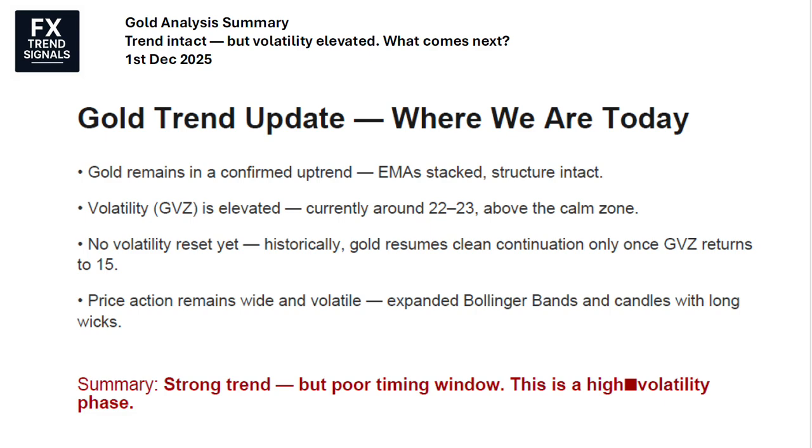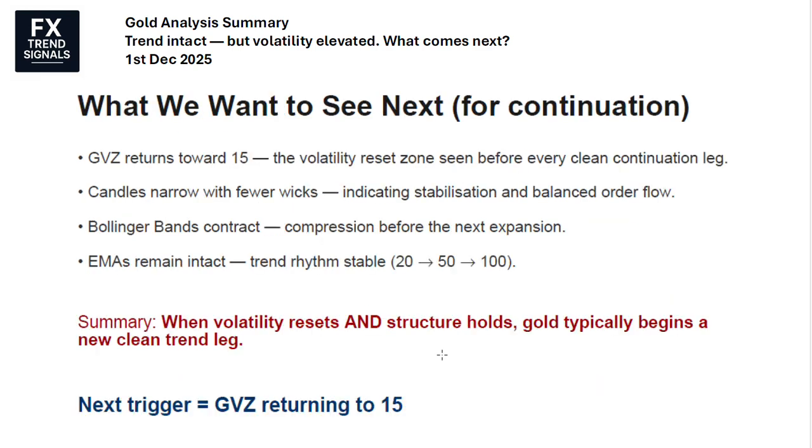So the summary is we're in a strong trend, but the timing window is poor. We are still in a very high volatility phase. The volatility hasn't calmed since the last thrust blow off top. So what do we want to see next for continuation and to try and time the next leg higher?